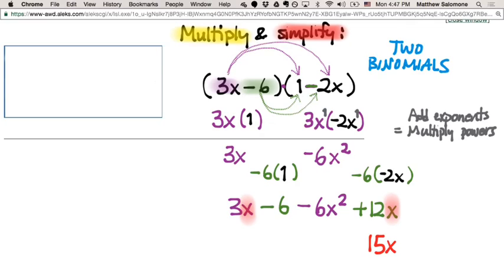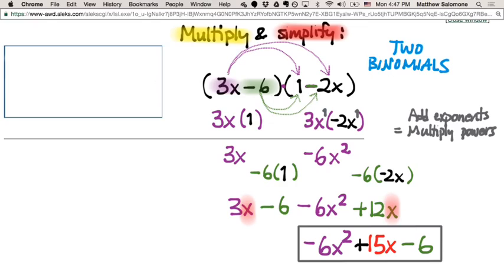And then the last thing I'm going to do is just rewrite it so that my terms are in decreasing order of degree. So I'll put the x squared term first, and I'll put that minus 6 last. And then I've finished. So that's the long way of doing this out. And it's a good practice to do it the long way a few times, so you get a feel for all the different steps that go into this process.